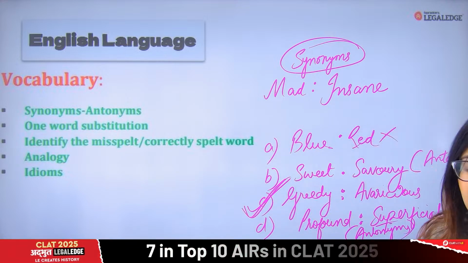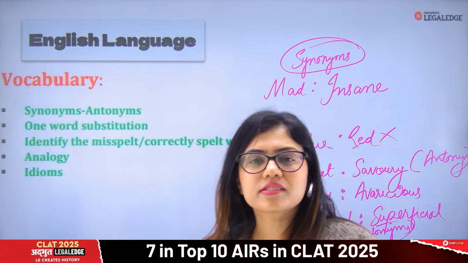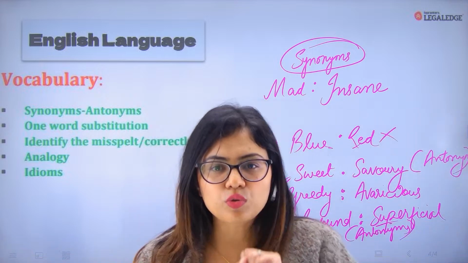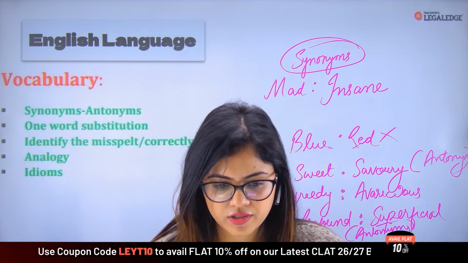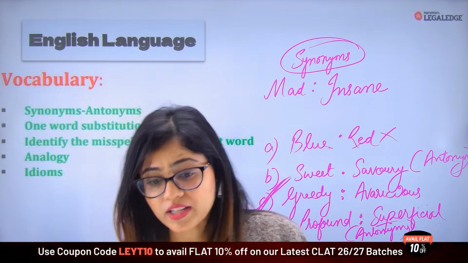So this is an analogy. First of all, you need to understand the relationship between two words, and that relationship you need to replicate in the options. So this is a question type which is seen very often.